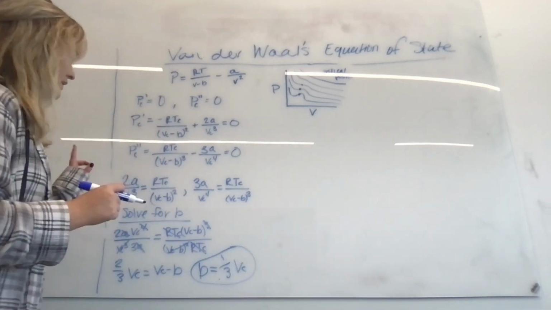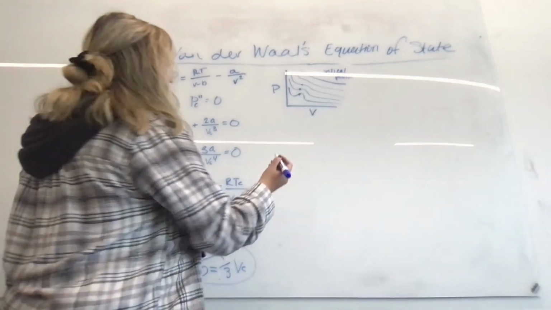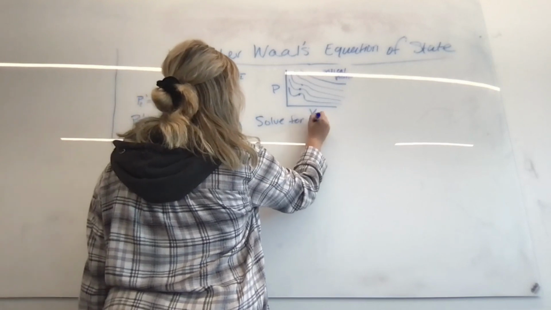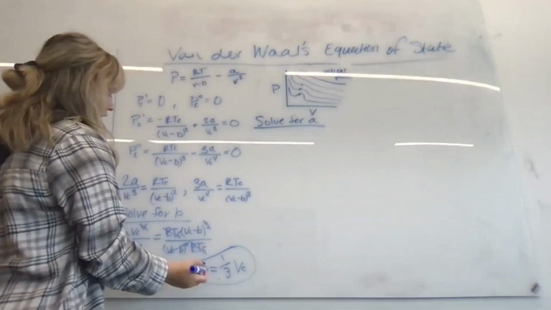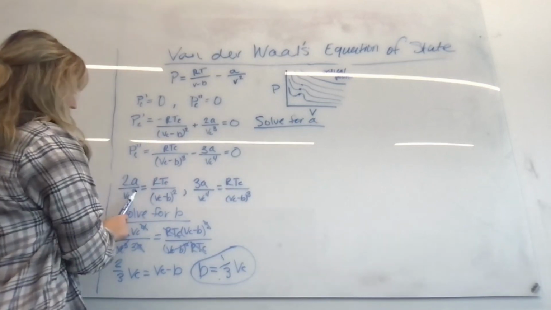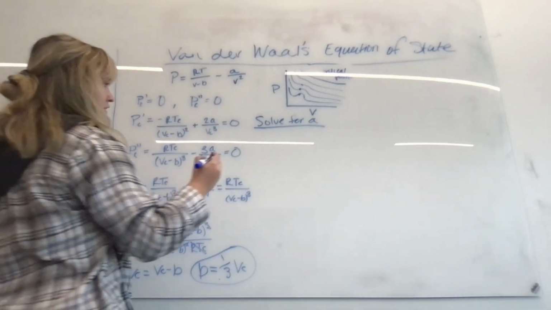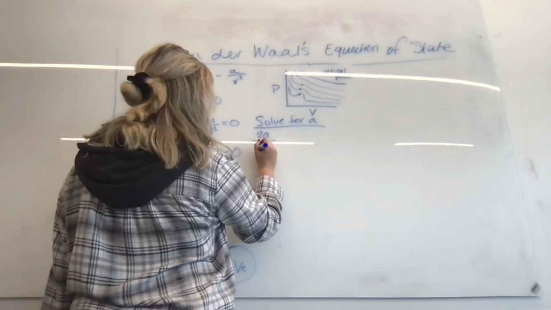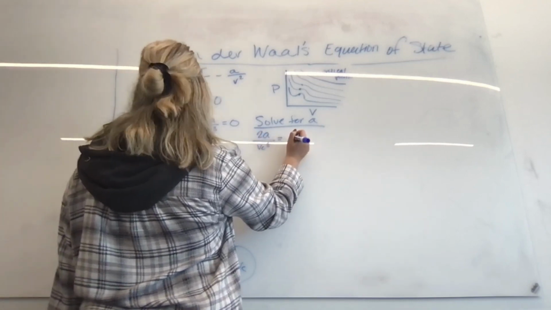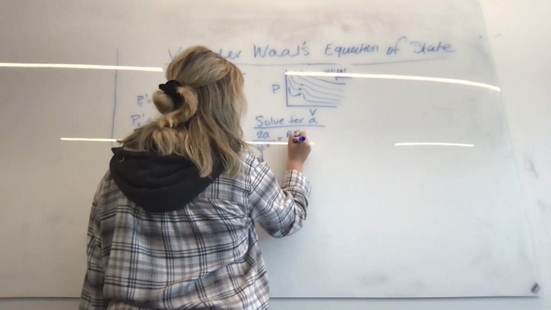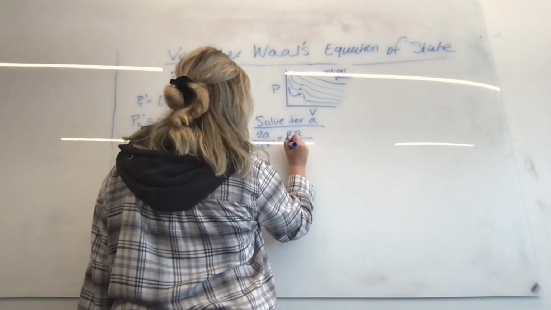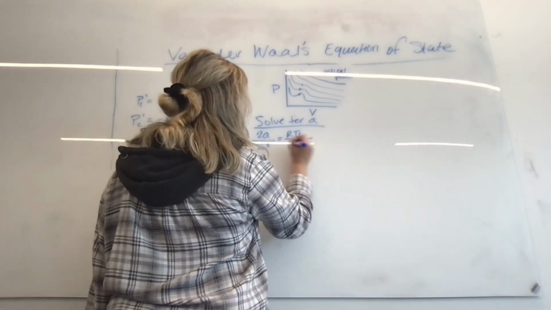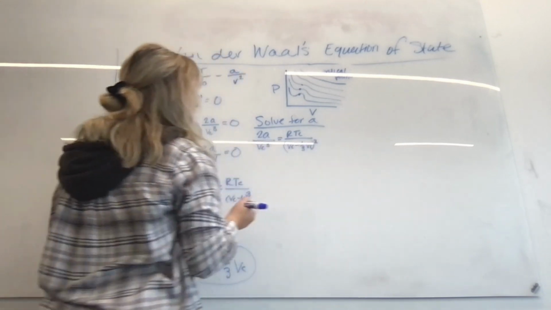So now we're going to do this same thing, except where we're going to solve for A. In this, though, for solving for A, we're going to take our B factor here and we're going to plug it back in to our first derivative. So we're going to say 2A over VC cubed is equal to RTC over VC minus B, which is our 1/3 VC. That whole thing is squared.